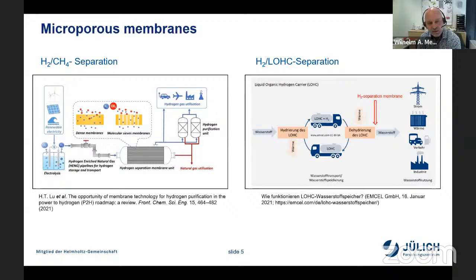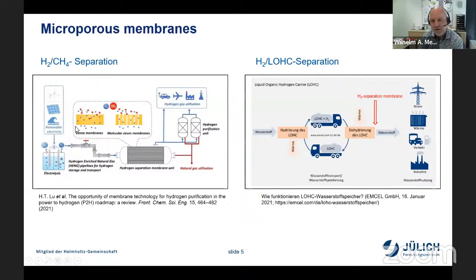But then at the end user, you have to separate it again. For a microporous membrane, that is not easy, because the membranes normally operate very well at temperatures of 150 to 200 degrees C. But this separation has to take place at 8 to 18 degrees C, and that is very difficult for such a kind of membrane.